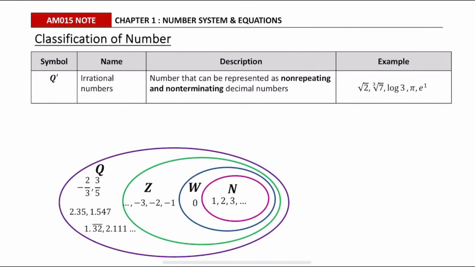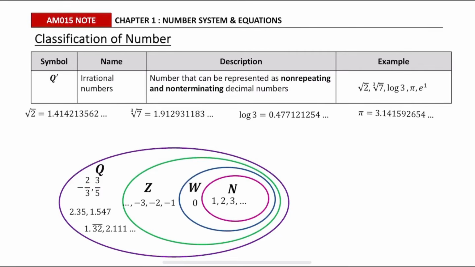Irrational numbers, on the other hand, cannot be expressed as a fraction. Irrational numbers in decimal form are non-repeating and non-terminating decimals, such as surds like square root of 2 and cube root of 7, logarithms, and constants pi and exponent e. As you can see from the examples, the numbers after the decimal point are non-repeating and non-terminating.